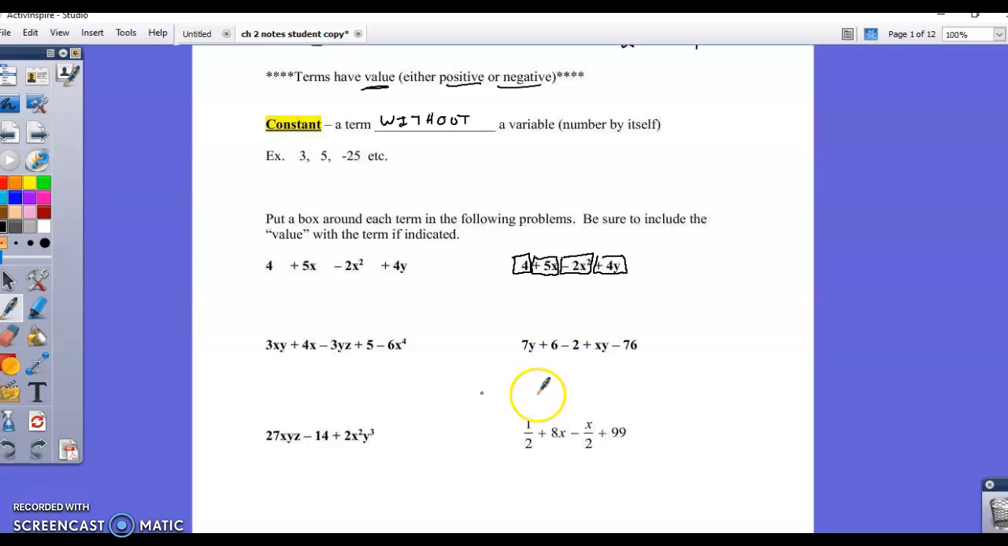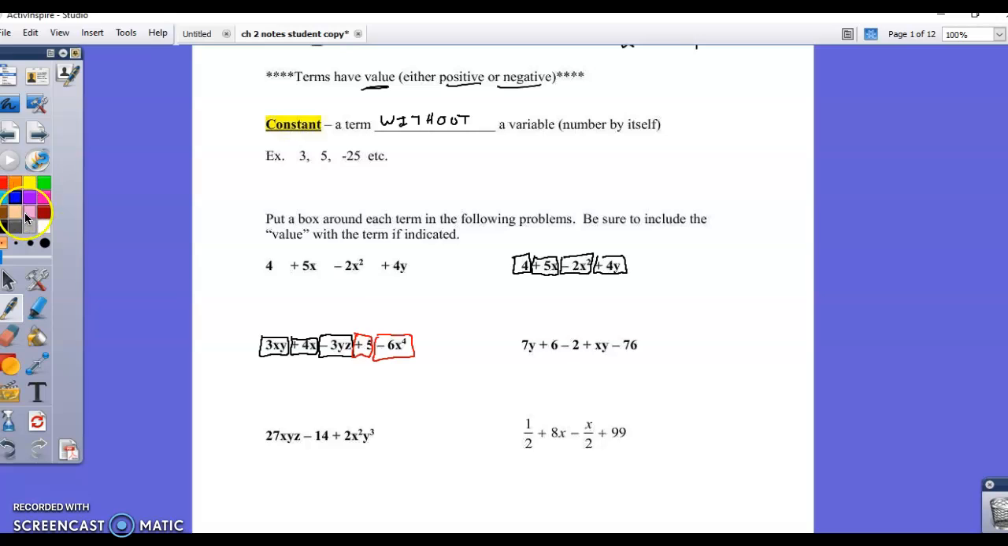So I guess we could do this one of 2 ways. We're going to put a box around each term, or you can actually write them out so they're actually spaced out. So if I was to look at this one, this is a 3xy. This is a positive 4x. So that plus, even though it looks like it's part of the problem, it's separating the terms with that value. So that plus goes with that 4x. This negative goes with that 3yz. This positive goes with the 5, all right? And then -6x to the 4th.